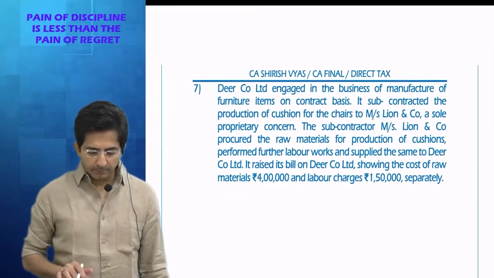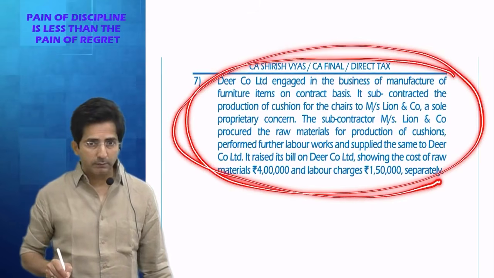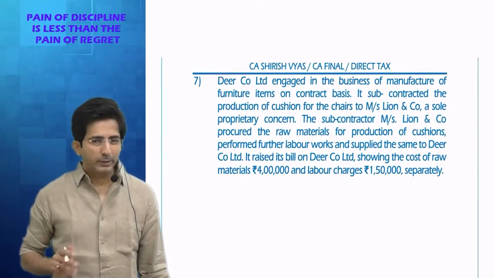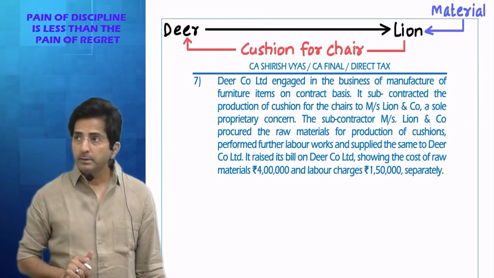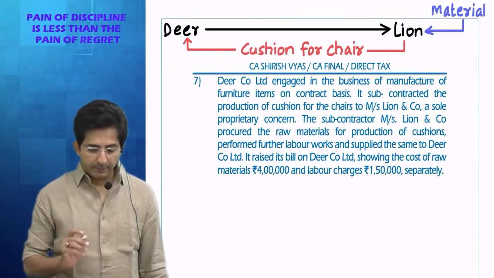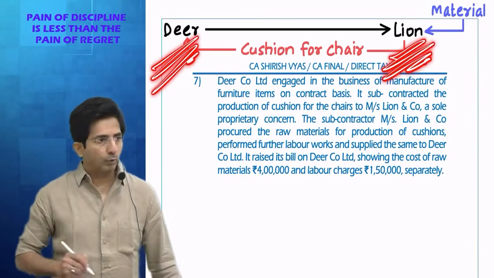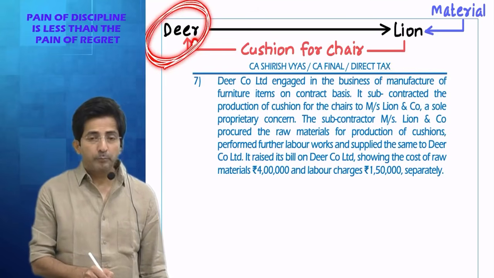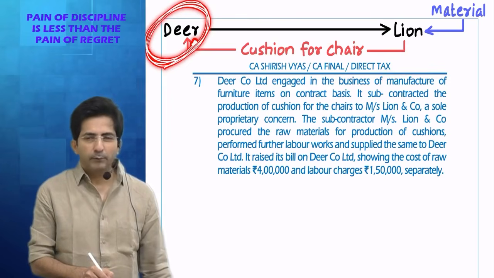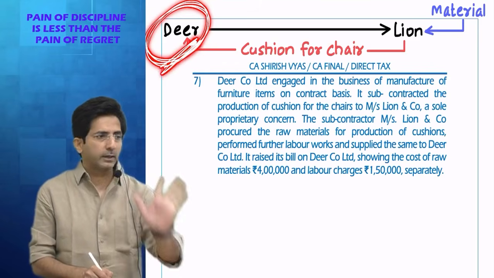See, in this question, I will explain the story of this question with the help of a drawing, so that it becomes an easy communication between us. Look at the drawing. Can you see the drawing? In this question, what they are saying? Deere and Company, Lion and Company, there are two companies. What is the business of Deere and Company? To make furnitures. And furnitures can be dining table, chairs, sofa, etc. anything. So Deere is into the business of making furniture.